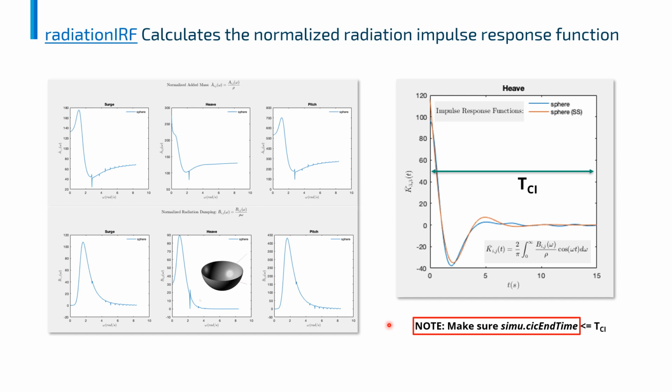So here you need to make sure that this variable here is less than the time for the convolution integral. You need to define the time for the convolution integral also as an input for this function.